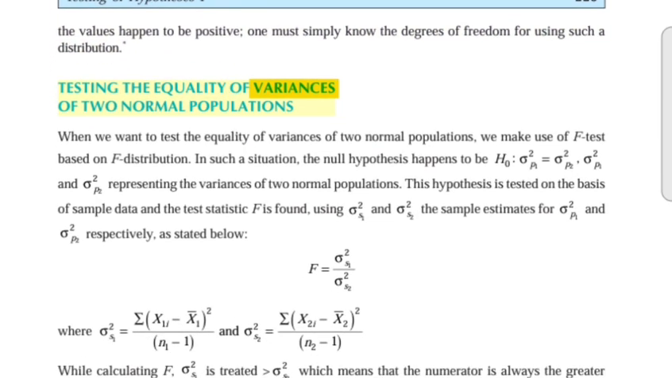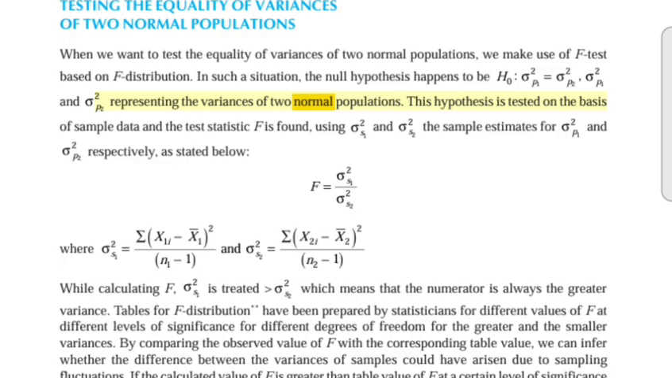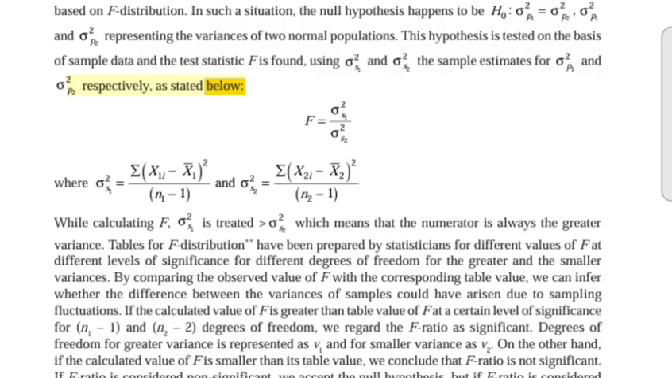Testing the equality of variances of two normal populations. When we want to test the equality of variances of two normal populations, we make use of the F-test based on the F distribution. In such a situation, the null hypothesis happens to be H0: sigma p1 squared equals sigma p2 squared, with sigma p1 squared and sigma p2 squared representing the variances of two normal populations. This hypothesis is tested on the basis of sample data, and the test statistic F is found, using sigma s1 squared and sigma s2 squared, the sample estimates for sigma p1 squared and sigma p2 squared respectively, as stated below.